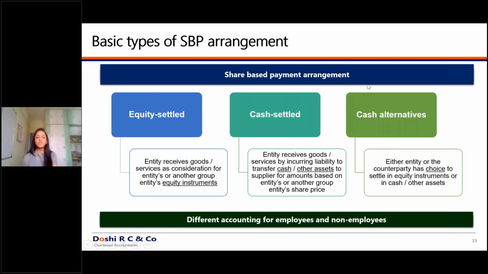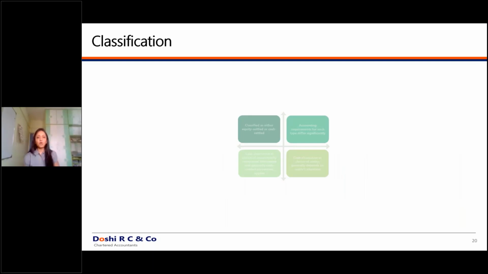Now, the third case is where you have a cash alternative. If this alternative is with the counterparty, for example, if the employee has an option that he can either ask the company to issue the equity shares, or the second option is he can ask the company to settle it in cash, and that option is with the counterparty, then it is a compound financial instrument. We discussed compound financial instruments previously when we were discussing the financial instrument standard.